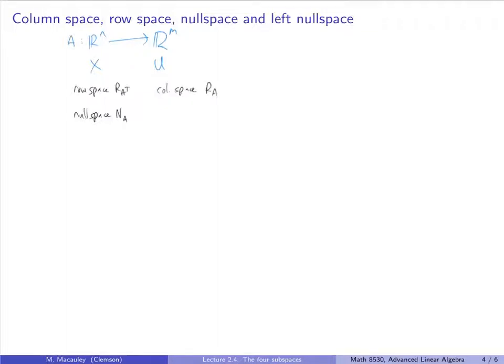Now some books will call these the row space of A, or the column space of A. I like to just use this notation. First of all, row space looks like the range of A, and that's not what this is at all. So I like to use this notation.